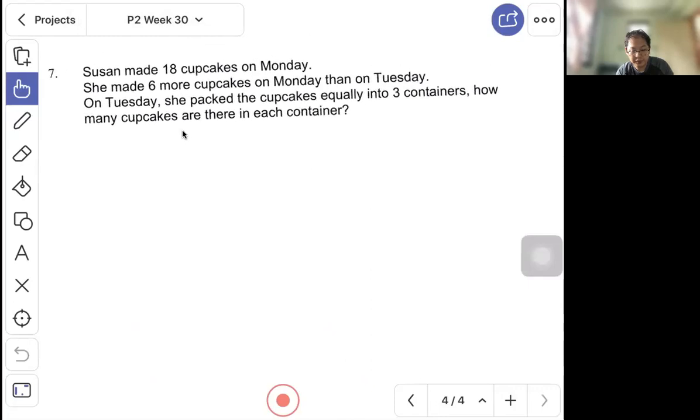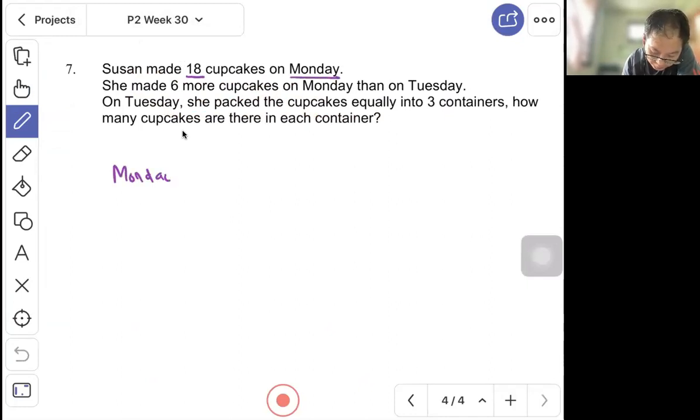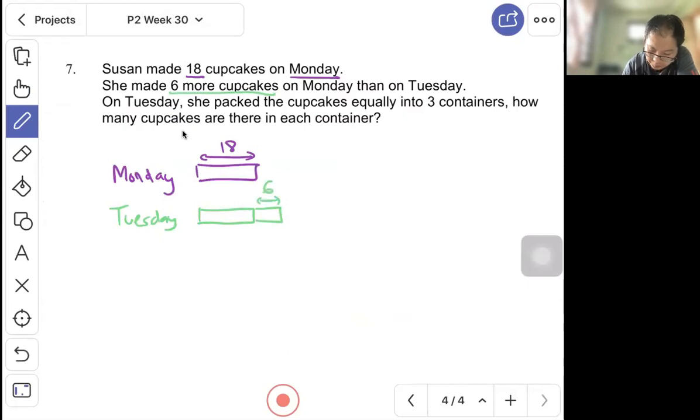Question 7. Susan made 18 cupcakes on Monday. She made 6 more cupcakes on Monday than on Tuesday. On Tuesday, she packed the cupcakes equally into 3 containers. How many cupcakes are there in each container? So let's start with this. 18 cupcakes on Monday. So Monday, 18. Next, 6 more cupcakes on Monday than on Tuesday. So Tuesday, 6 more. Next, she packed the cupcakes equally into 3 containers. So after you know the Tuesday amount, you pack it into 3. How many in one?